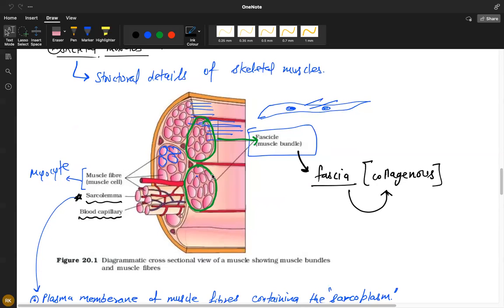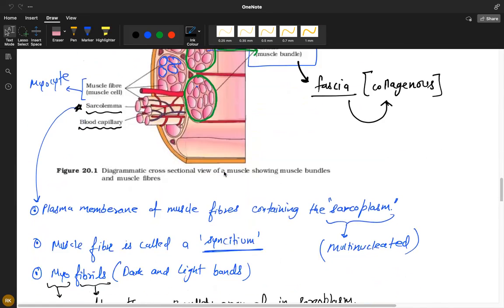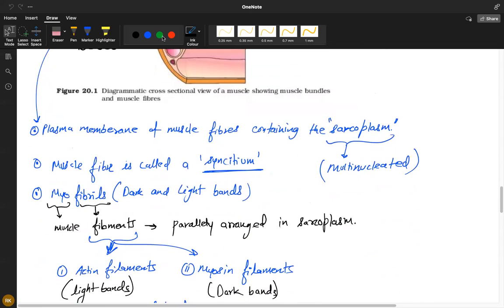Multiple such bundles make a whole muscle, a bigger muscle chunk that we see. That's why if you see any cooked flesh, cooked muscle, it looks like thread-like structures together. These threads are basically these fascicles. Then we talked about how this muscle fiber is a syncytium, which means it's a continuous cell where multiple nuclei can be present.